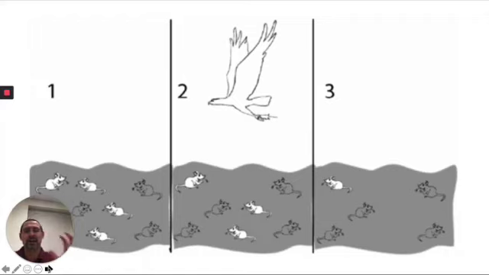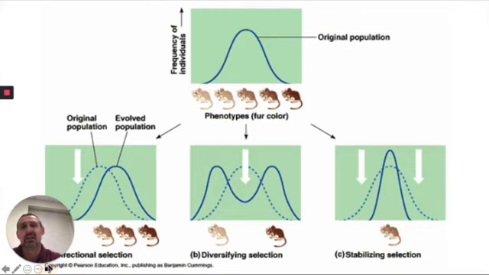There's variety in the population, but then there's some selection pressure. So it could be something that makes it difficult to survive. Those that survive then are able to pass on their genes. So that could take several different forms. One, you could have directional selection where the pressure is driving the population in a direction. So in this case, toward darker fur coats.